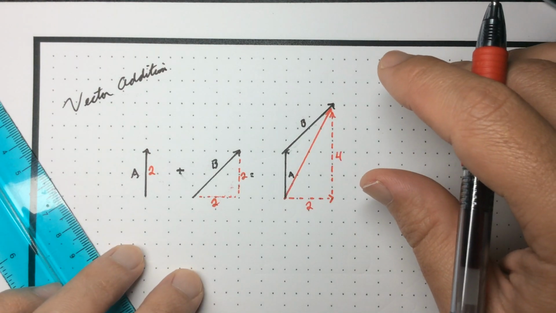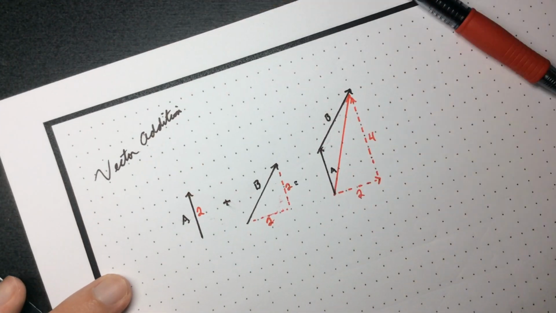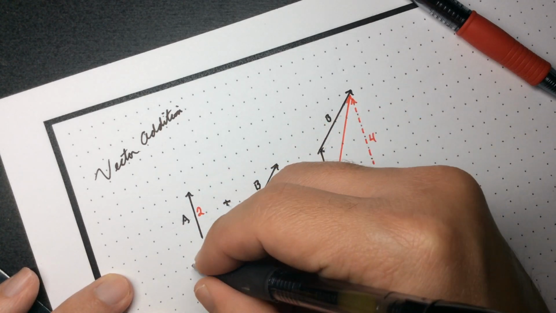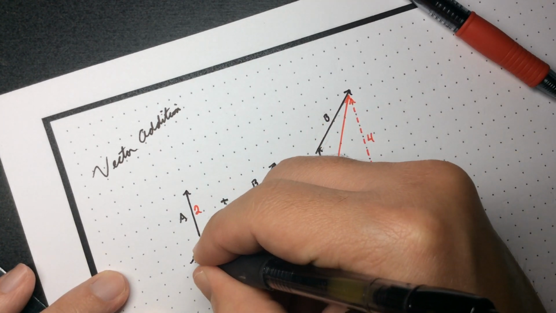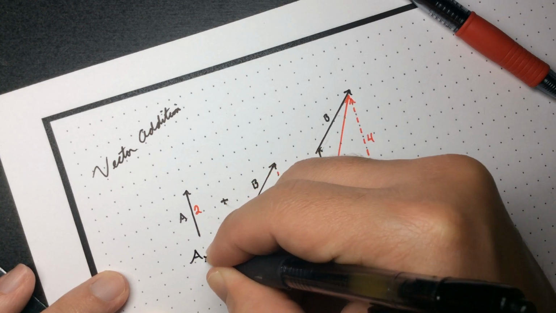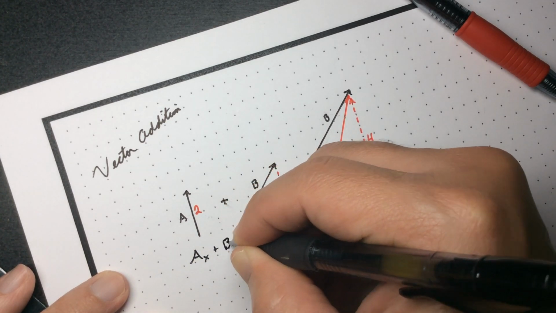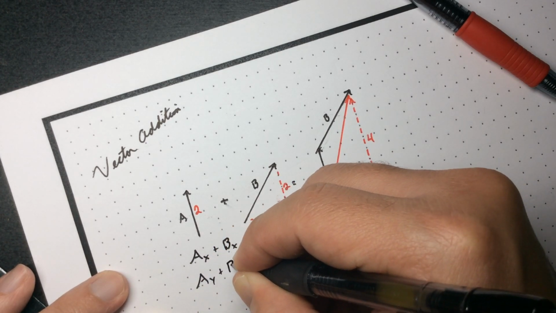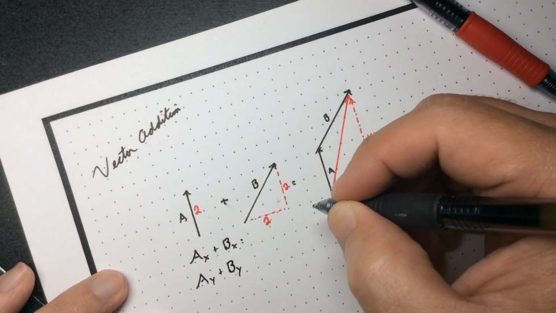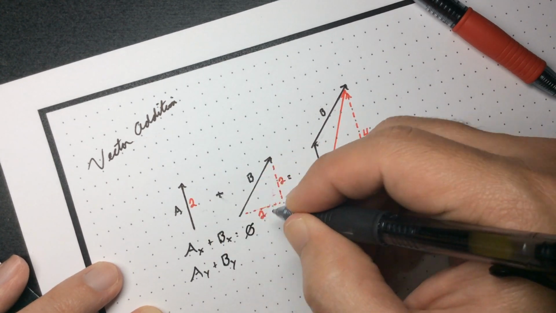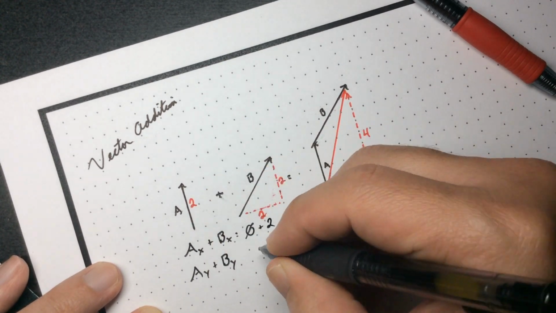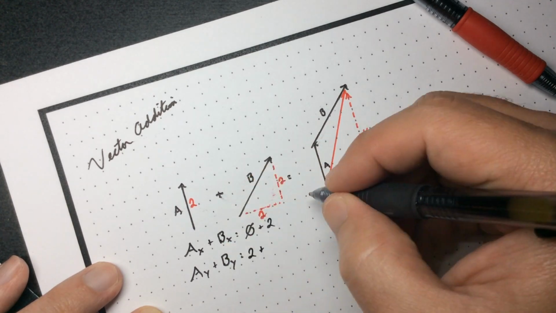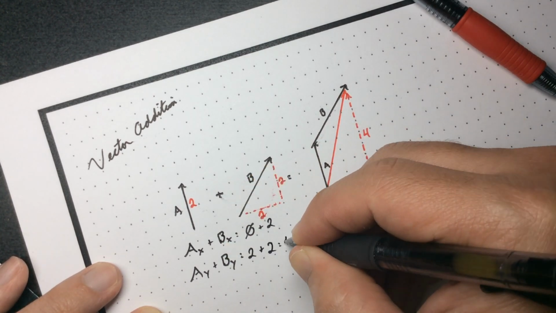We can also do the algebraic addition of vectors. And in order to do that, we need to say, hey, if we're going to add A to B, what we're actually going to do is we're going to add AX plus BX, and we're going to add AY plus BY. And so AX is nothing, but BX is actually 2, whereas AY is 2, positive, and BY is also 2, and that's going to give us 4.